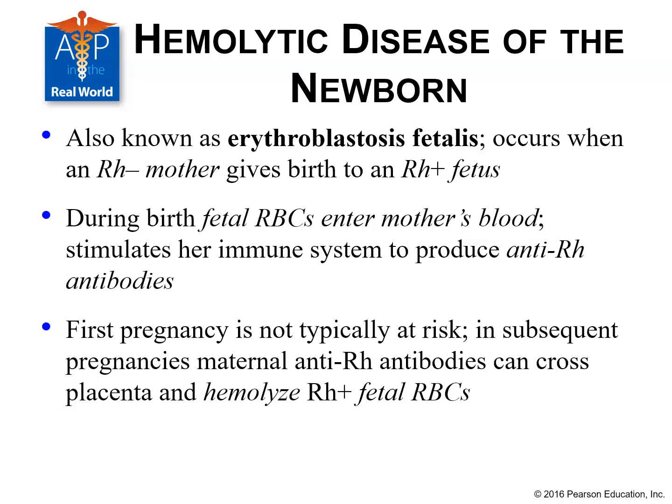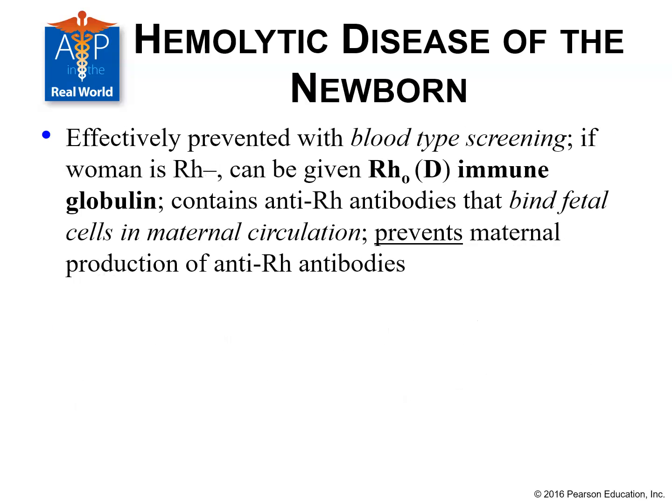First pregnancy generally is typically not at risk, okay? But in subsequent pregnancies, the maternal anti-Rh antibodies can cross the placenta and then immobilize any Rh positive fetal red blood cells. So if a mother's Rh negative and she has a second child that's also Rh negative, you wouldn't have this disease. But if she has another baby that's positive for the Rh factor, then you would probably have erythroblastosis fetalis. We now can effectively prevent hemolytic disease of the newborn by blood type screening.